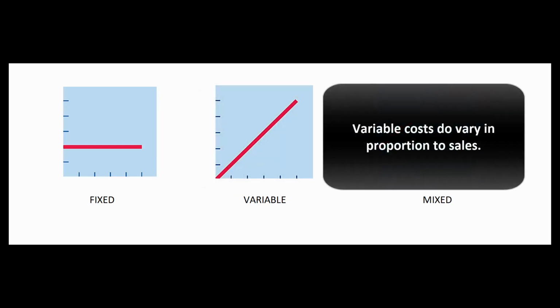Variable costs do vary in proportion to sales. For example, if I have an airline and I sell more tickets, then I fly more miles, and then my fuel costs go up.